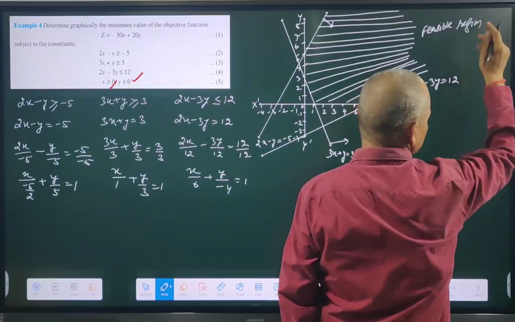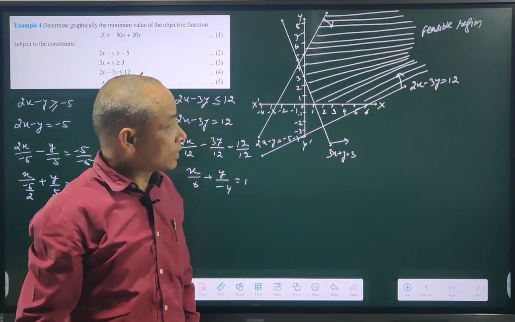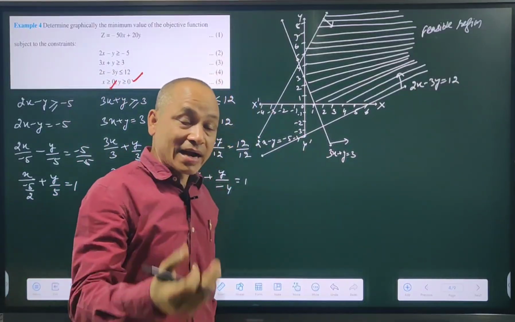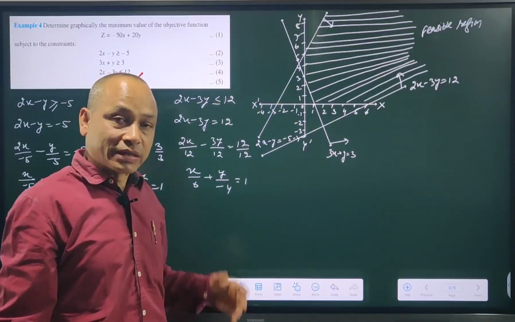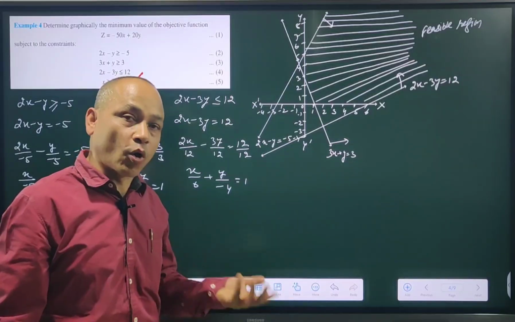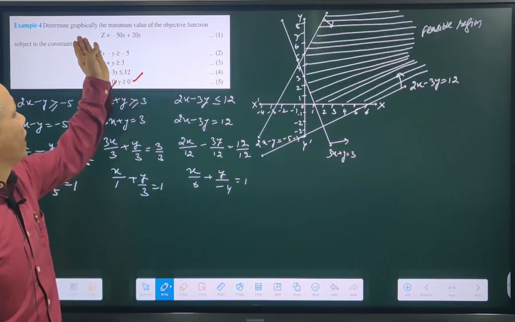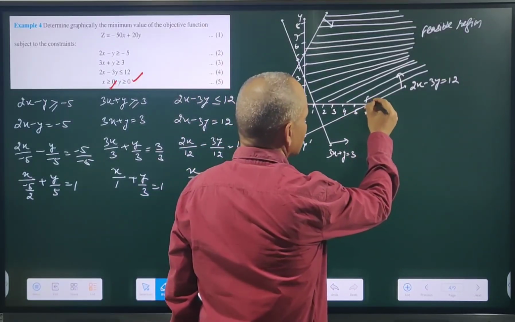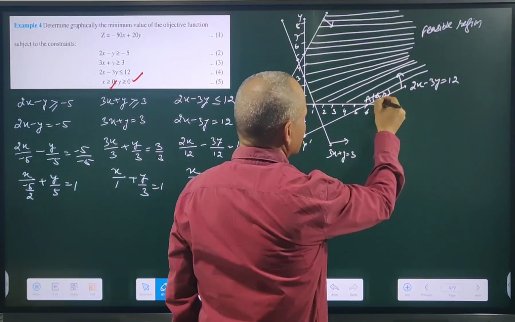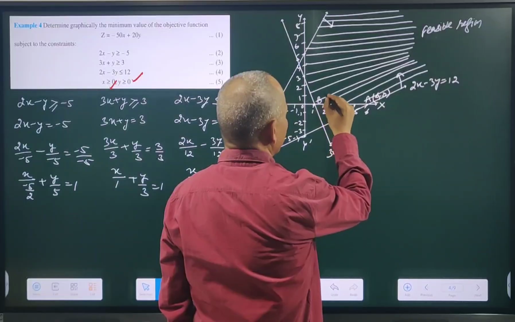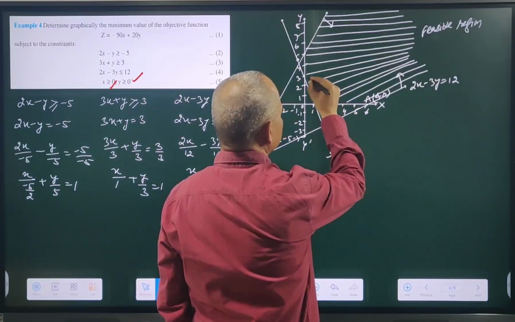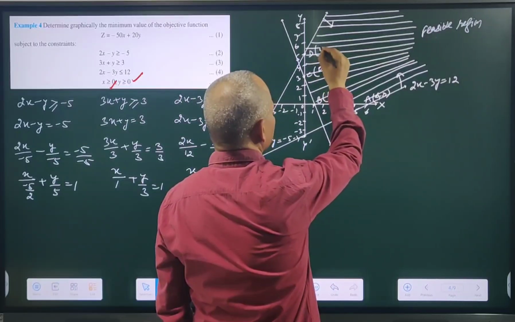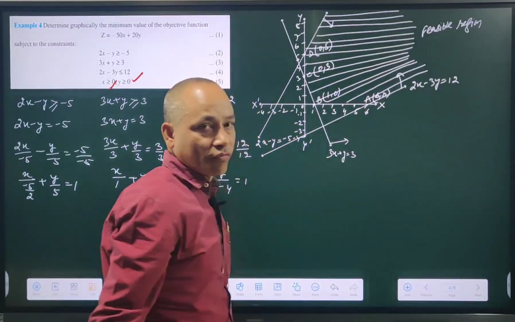Feasible region. Now we will mark the corner points, because at the corner points the objective function will have either maximum or minimum value, and we have to find the minimum value. So this is point A with coordinates 6 comma 0. This is point B with coordinates 1 comma 0. This is point C with coordinates 0 comma 3, and this is point D with coordinates 0 comma 5.